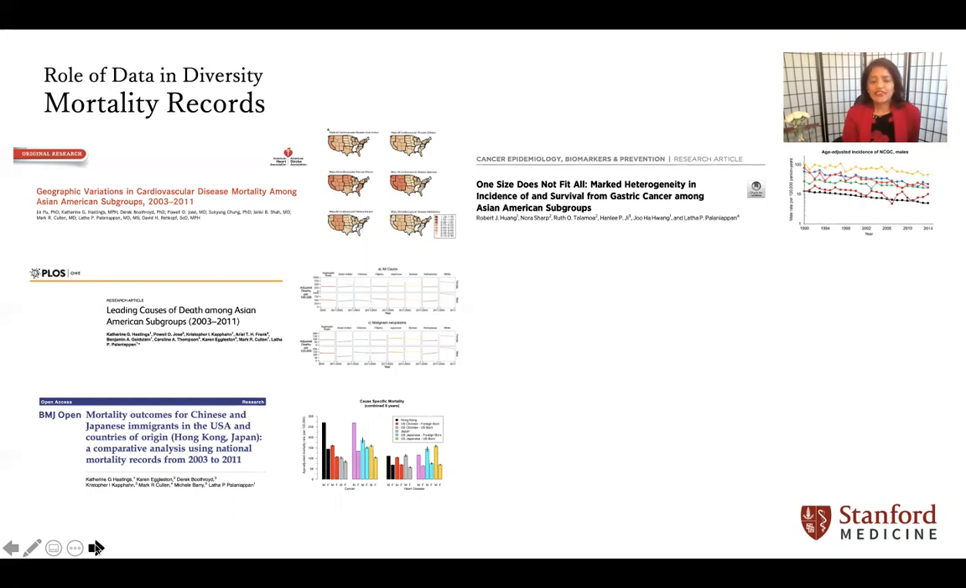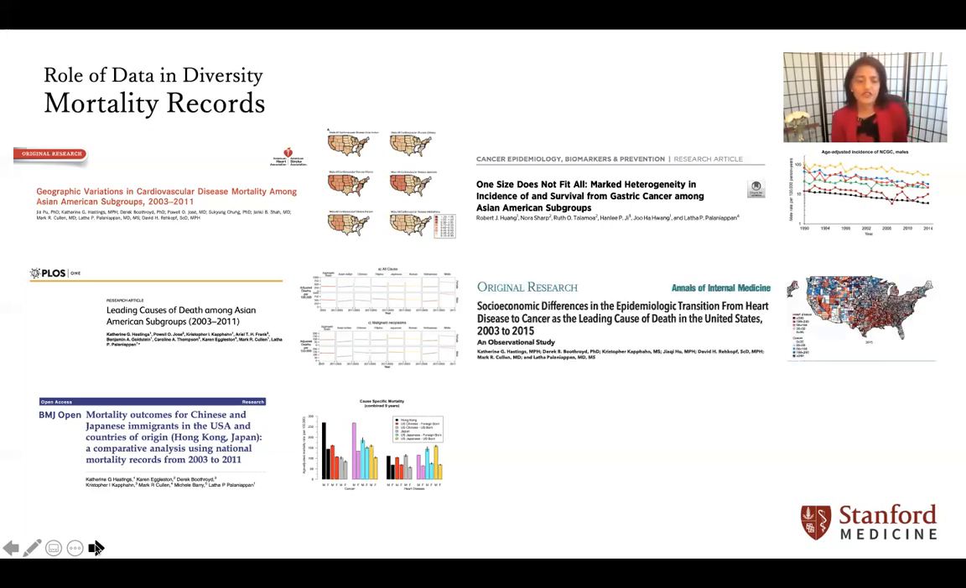And then also looking at differences in risk by body weight. So Asians tend to have lower body weight, but we're finding that they're having increased risk of diabetes despite this low body weight. And as populations lower their risk of cardiovascular disease, which is happening all over the United States, we're transitioning more to cancer as a leading cause of death.